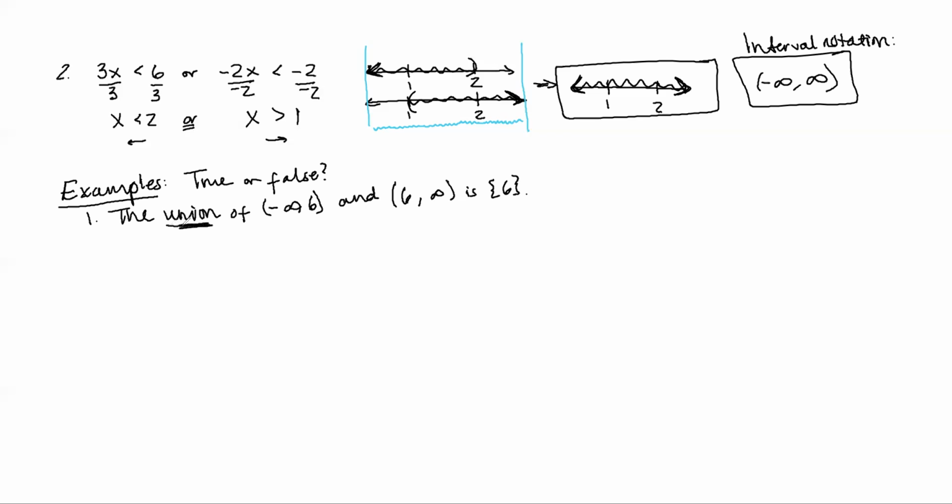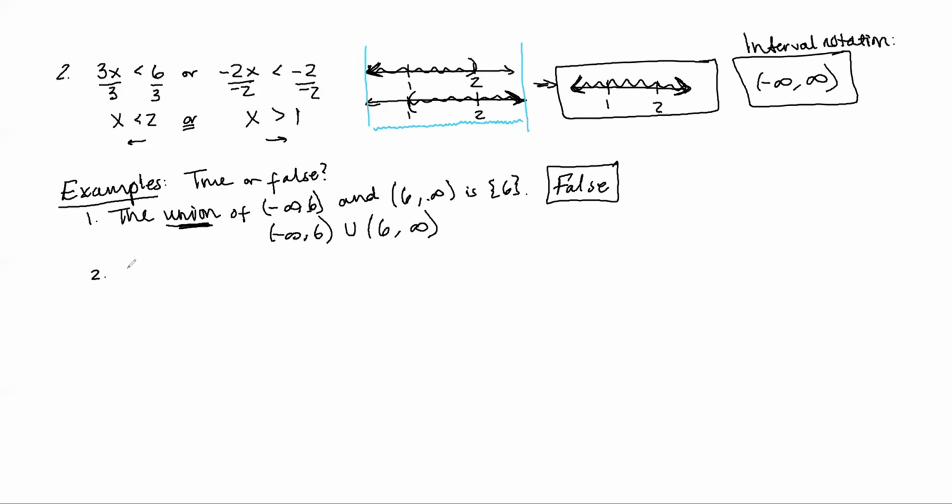So remember, union is everything that's in both of these intervals. So it's everything from negative infinity to 6, union everything from 6 to infinity. So that means everything to the left of 6, like 1, 2, 3, 4, 5, and everything to the right of 6, like 7, 8, 9, 10. They're saying the solution is just 1 point. It's just the number 6. But 6 isn't even included in either of these intervals here, which means that cannot be the union. So this one is false.